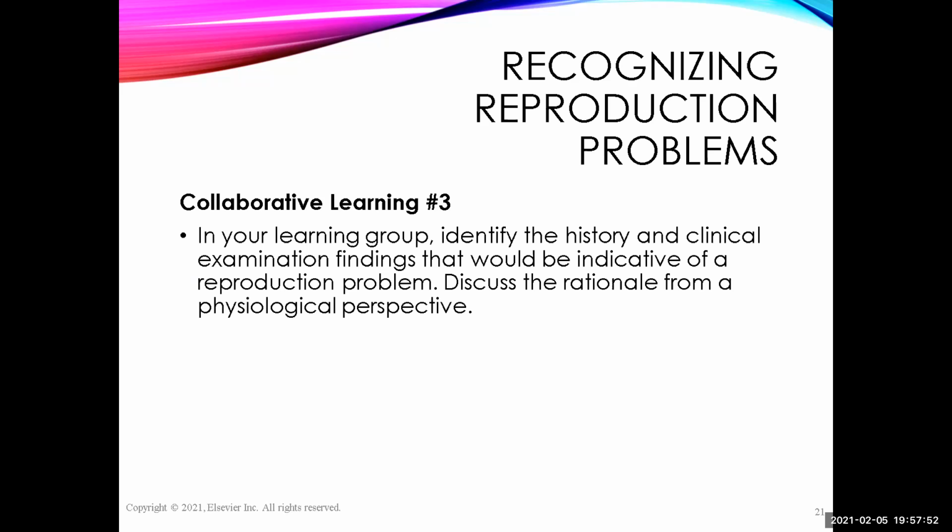So again, this is asking in your learning group to identify the history and clinical examination findings that would be indicative of reproduction problems. Let's just talk about these right now, because we're at noon. What are some history and clinical examination findings that you might say, this person could have some problems with the pregnancy or getting pregnant?